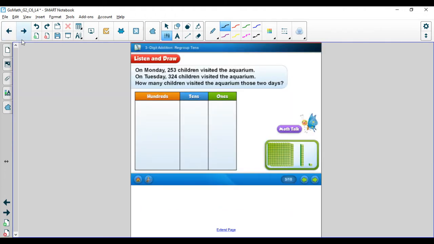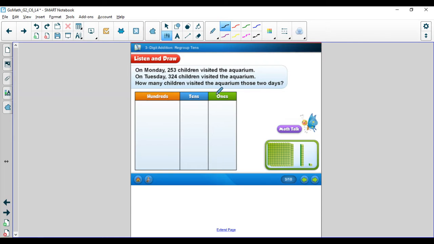So what I need all of you to do is get your lesson 6.4 out and take a look at page 409. You will see a box with hundreds, tens, and ones. When you're ready, you can push the play button again to continue on, and we will work through this together.